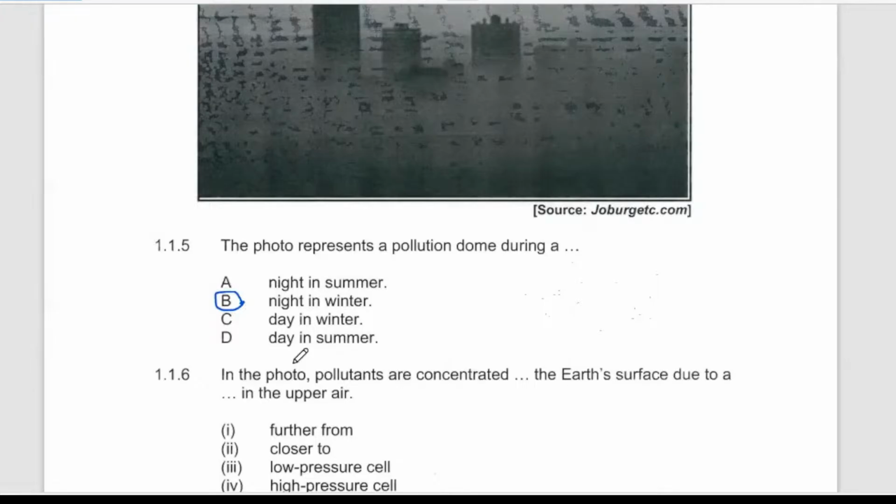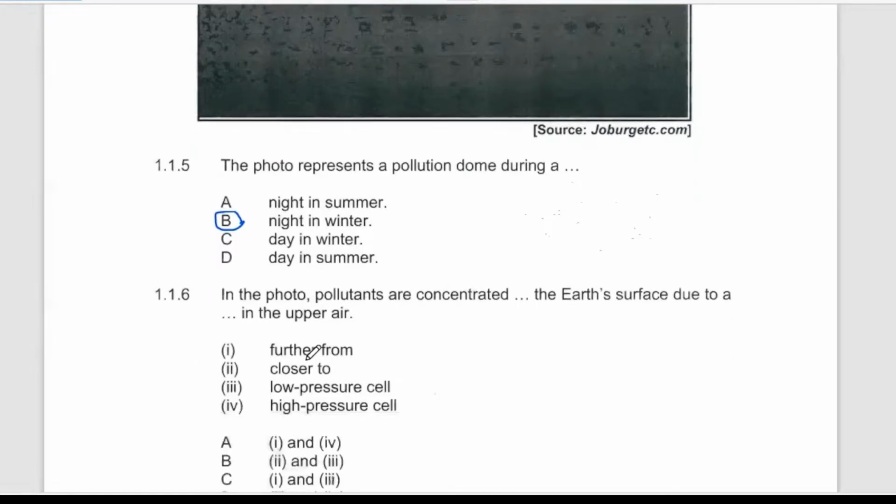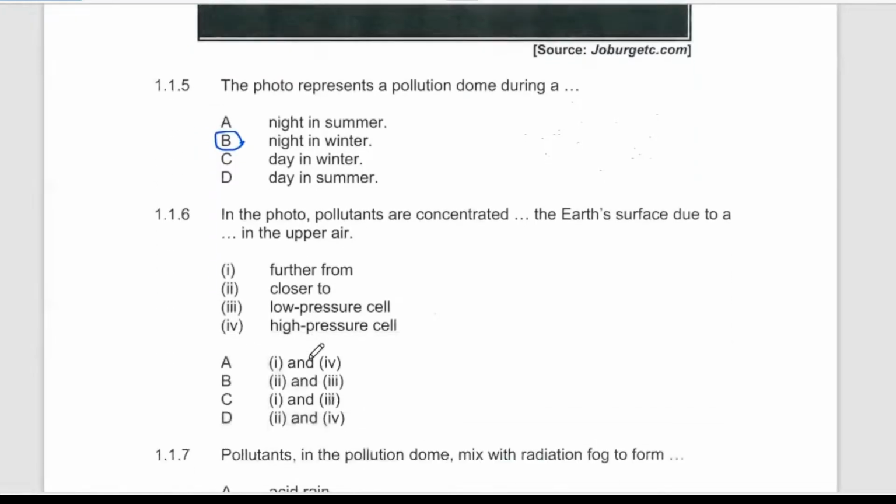Because of the concentration of the pollutants, we can ultimately justify that the pollutants are concentrated, and that will happen during the night. Right, moving on to the next question, number 116. In the photo, the pollutants are concentrated dash the earth surface due to a dash in the upper air. Right, why are they concentrated? Where are they concentrated? They are concentrated closer to the earth surface. This is our response on the first part.